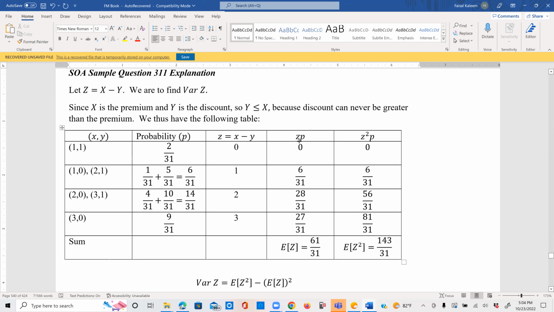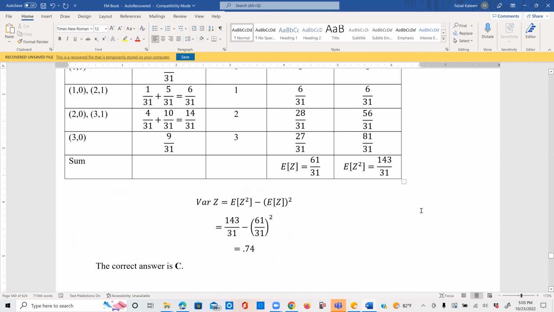Similarly, you need Z squared P values, because the expectation formula is the summation of Z times f of Z, and f of Z in this case is P, the probability. To get the Z squared P values, you use the squared values. 0 squared is still 0, so you get the same as for ZP. Same for 1, since 1 squared is 1. Then 2 squared is 4, so that's twice of this, which makes sense that it would be twice of 28 over 31. Similarly, 3 squared is 9, and 9 times 9 over 31 is 81 over 31. When you sum this column, you get E of Z squared, the summation of Z squared times f of Z, or Z squared P. That's 143 over 31.